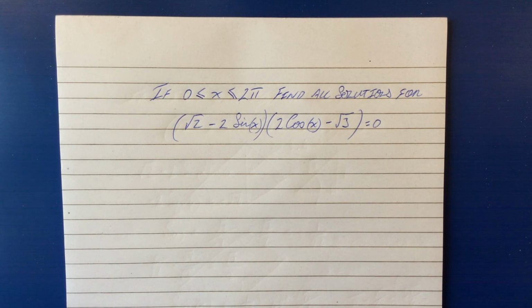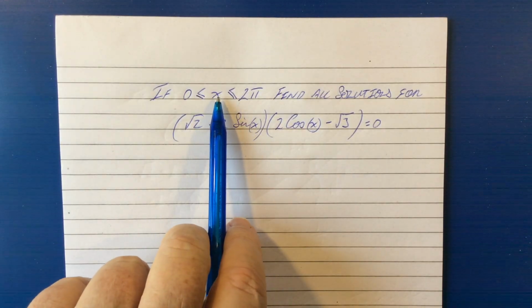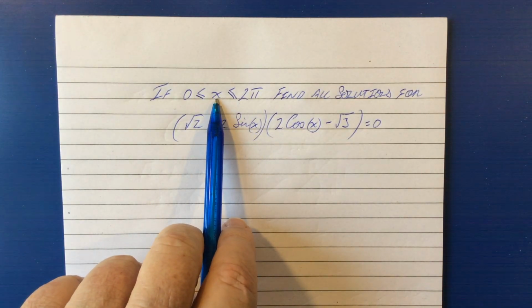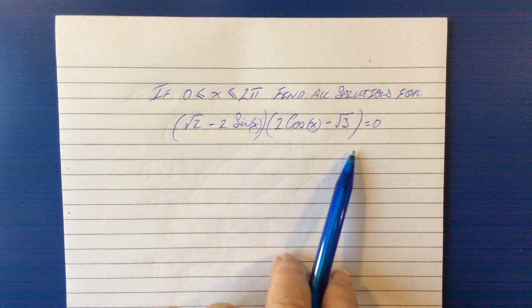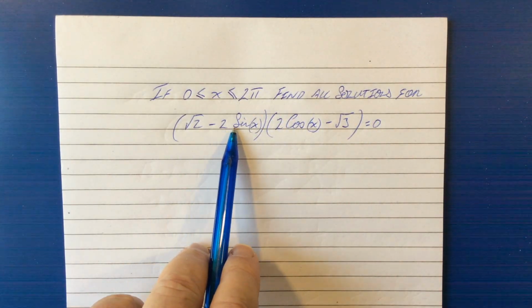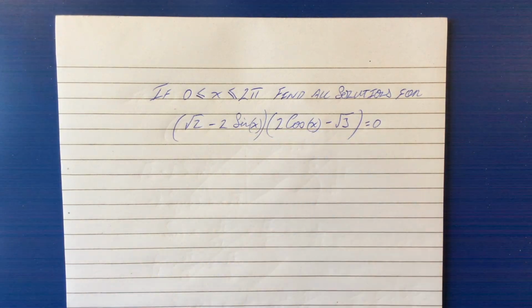We have a neat little problem here which is going to take us through a few areas of mathematics, principally circular trigonometry, but we start out by using the skills that you learned when you were solving quadratics. So, if x lies between 0 and 2 pi, find all solutions for this equation: (root 2 minus 2 sine x)(2 cos x minus root 3) equals 0.